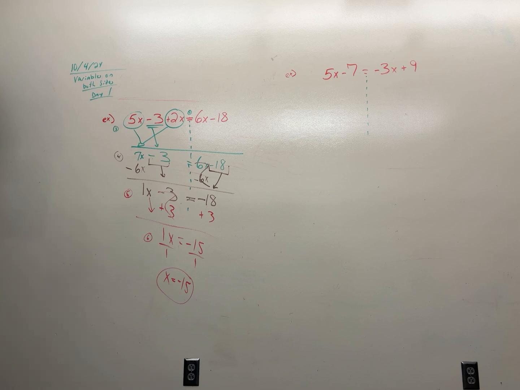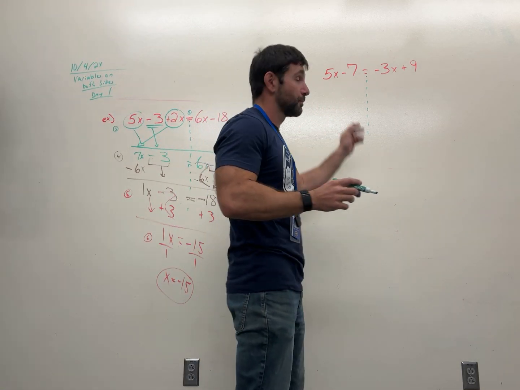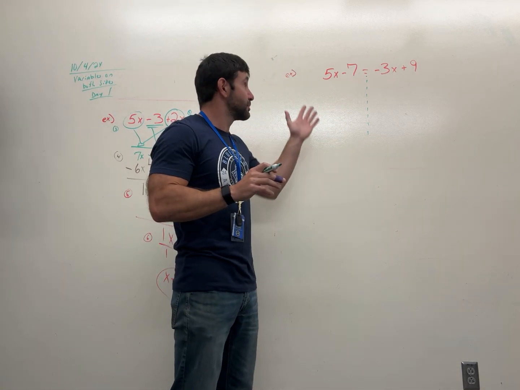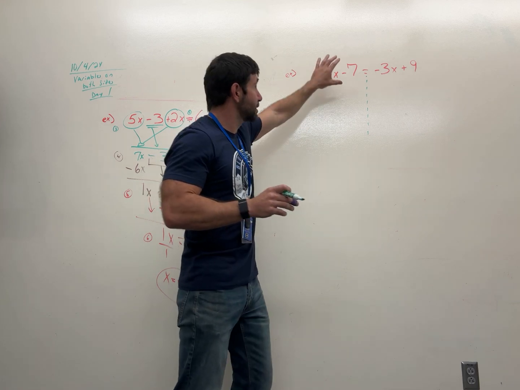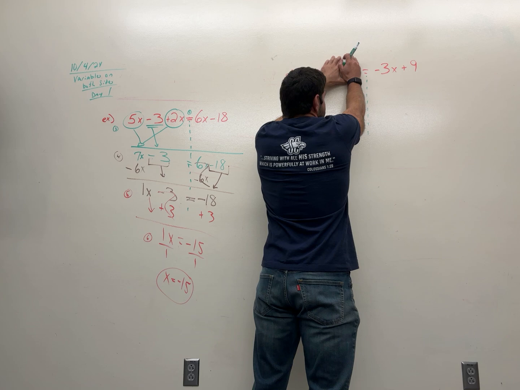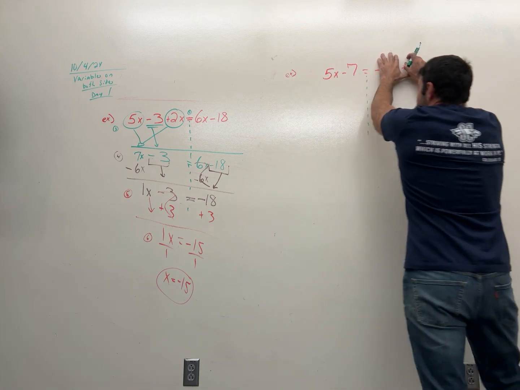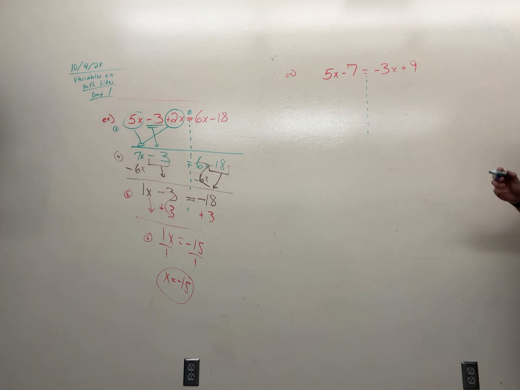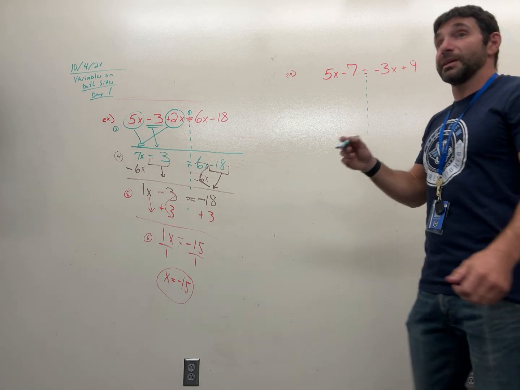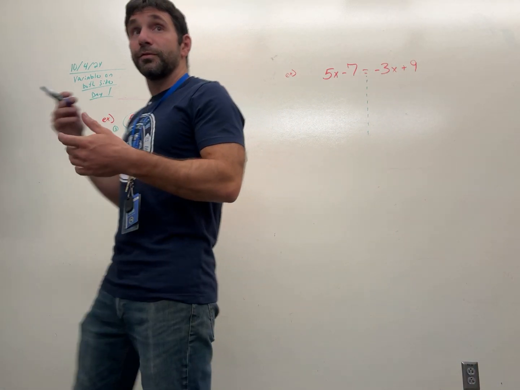Okay. Step 1 is the balance point. Step 2 is distribute. There's no parentheses, so there's no distributing. Step 3 is combine like terms on the same side. I can't combine negative 3x and 9. I can't combine 5x and negative 7. Step 4, combine variables on opposite sides using inverse operations. If you need to write under inverse that it means opposite.